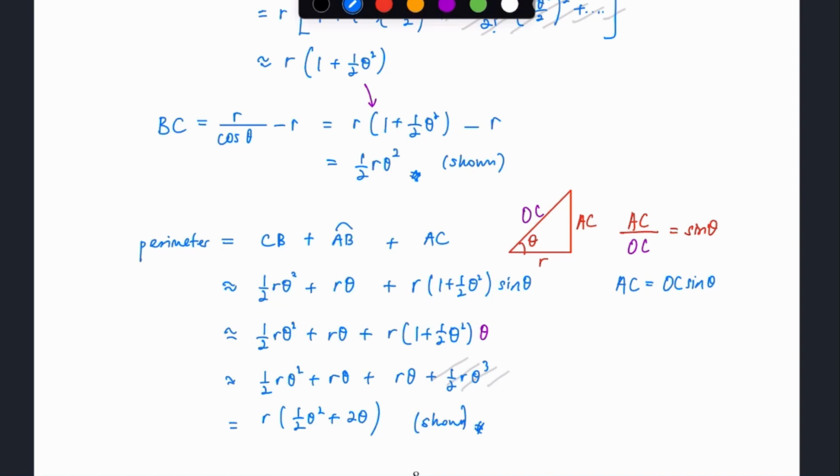Last one, question 7. I won't do everything, but I'll just highlight something important.